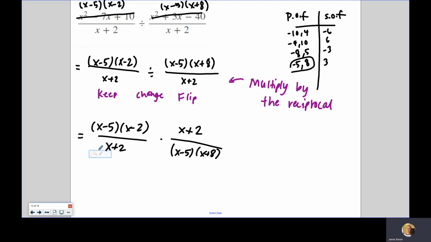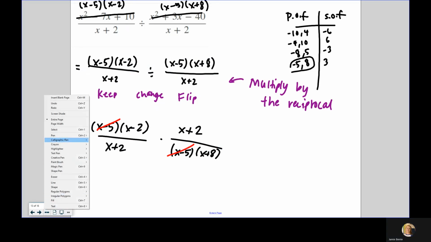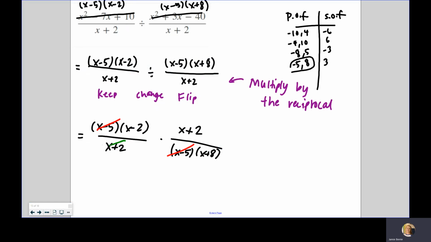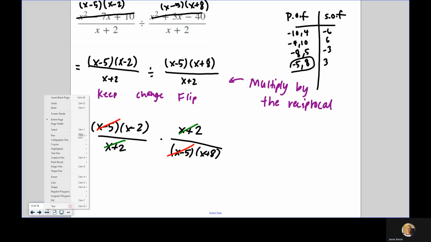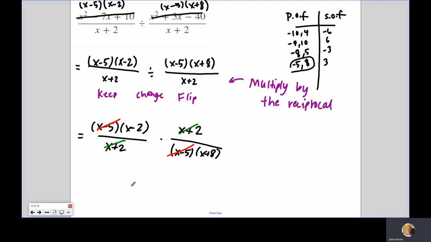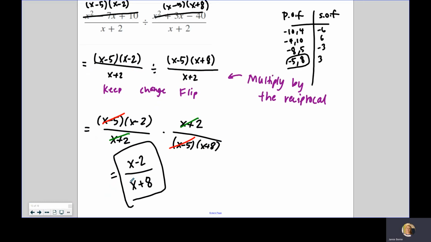So now we can go ahead and cancel any common factors. The x minus 5 in the top over here cancels diagonally with that x minus 5. And then additionally, we could cancel this x plus 2 and this x plus 2. Nothing else cancels, so you just write the leftover stuff. So that's x minus 2 in the top, and then x plus 8 in the bottom. Again, nothing here is going to cancel. They have to be exactly the same to cancel anything. So we can't just go in here and cancel those x's. It doesn't work like that. They have to be exactly the same expression to cancel.